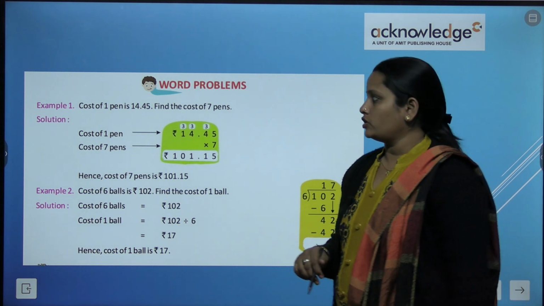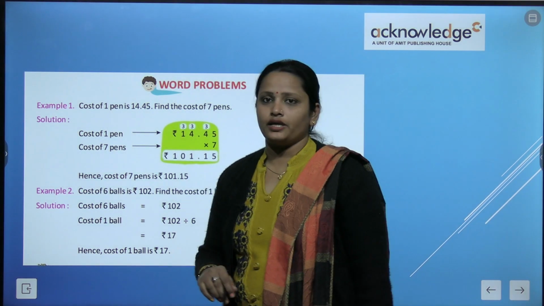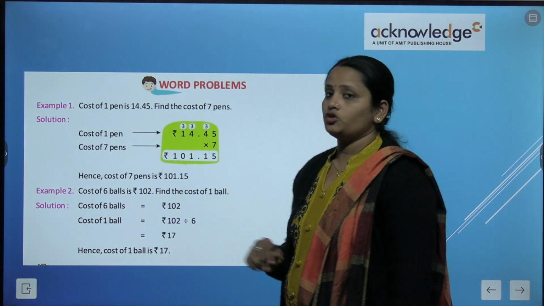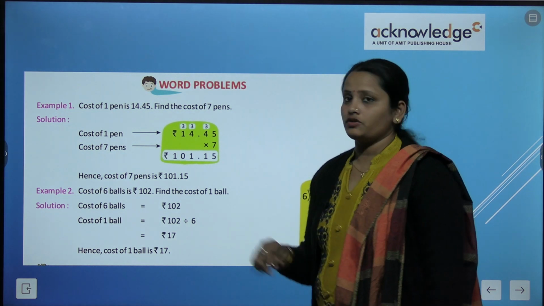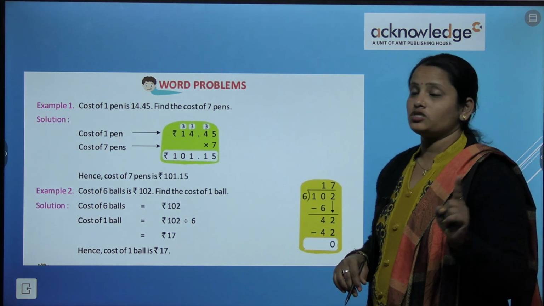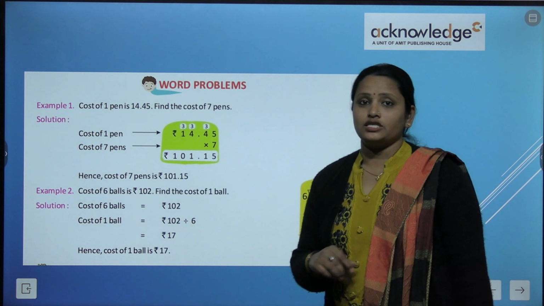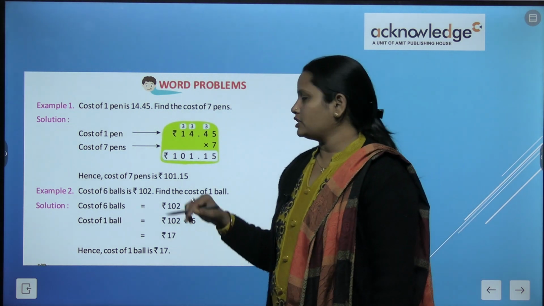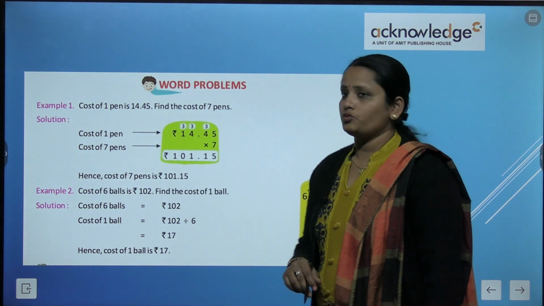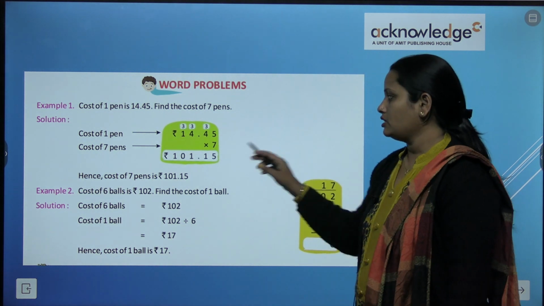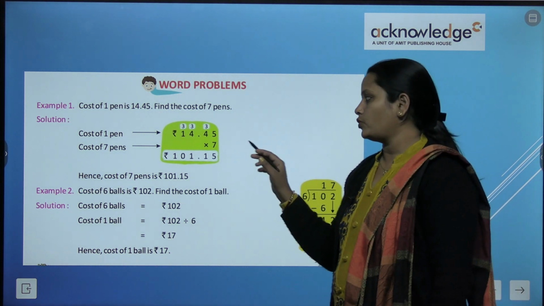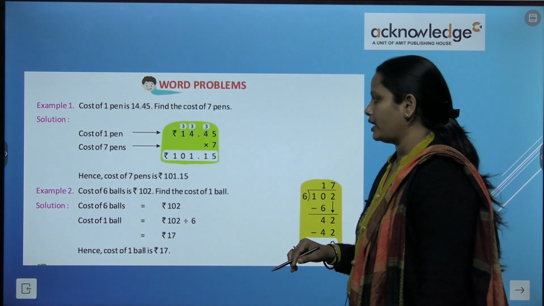Now let's move on to the word problems. Cost of 1 pen is given, 14 rupees and 45 paise. Find the cost of 7 pens. When the cost of 1 is given and we have to find for more, we always multiply. So we have to multiply 14 rupees and 45 paise by 7. On multiplication we get 101 rupees and 50 paise.